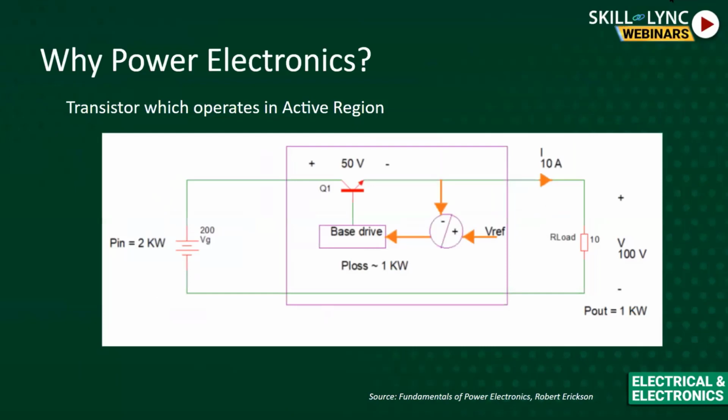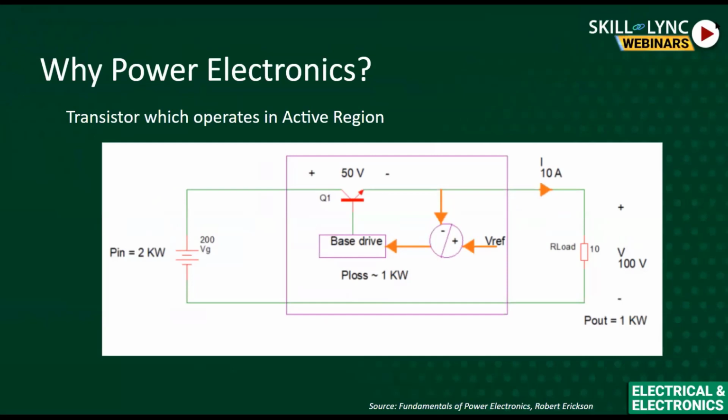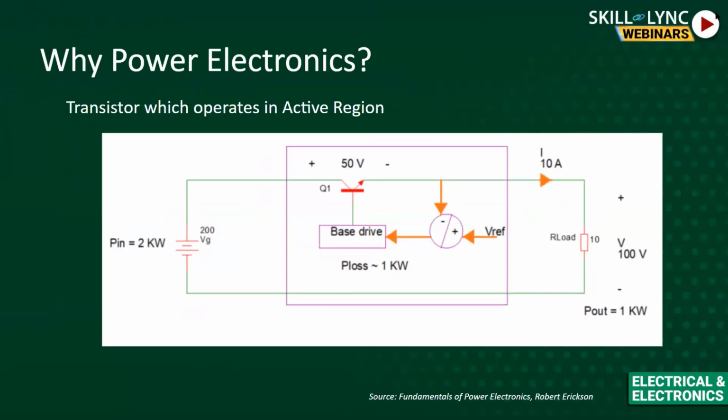Here there is a transistor, and this transistor operates in the active region. This is 100 volt, not 50 volt here. This transistor operating in the active region is the same as the resistor divider, no big difference from a resistor, which dissipates a huge power, of course approximately 1 kilowatt.